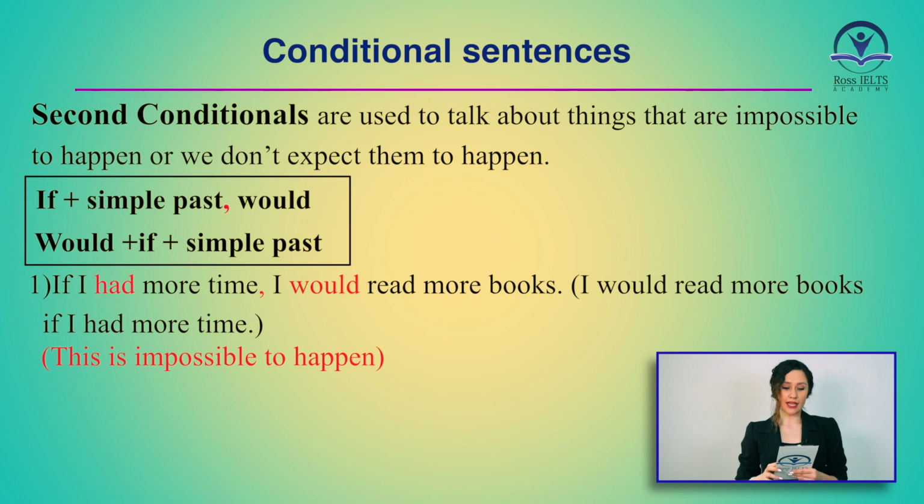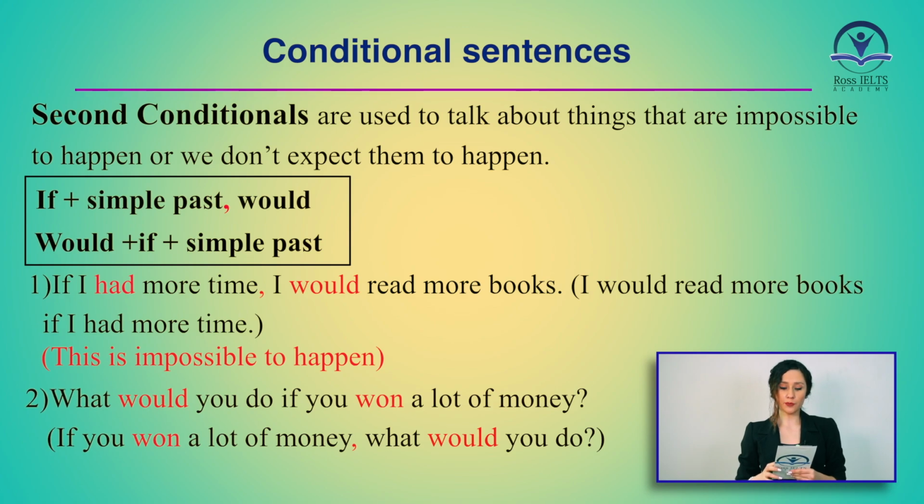Now let's look at another example. What would you do if you won a lot of money? Or, if you won a lot of money, what would you do? Here again, we have two clauses. The first one is your main clause, we have a change of order, and the second one is your if clause. The if clause is by using simple past, and the main clause is made by using would. But this is actually something impossible to happen, and we do not really expect to win this much money, and this wouldn't happen.